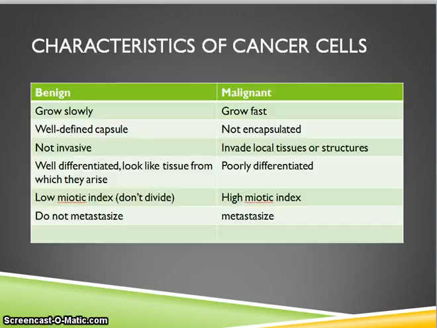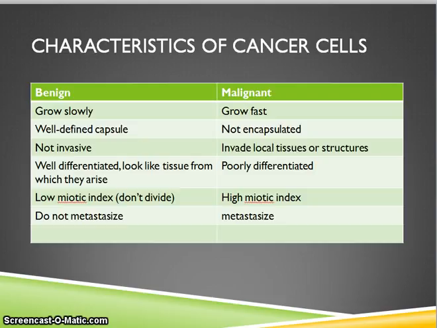Some differences between cancer cells. If a tumor is benign, those cells tend to grow very slowly. They're contained in a well-defined capsule. They don't invade other tissues. They're well differentiated, which means if we look at them under a microscope, we could still tell what kind of tissue they originally arose from. We can kind of follow their history. They have a low mitotic index. That means they don't divide or reproduce rapidly, and they don't spread or metastasize.